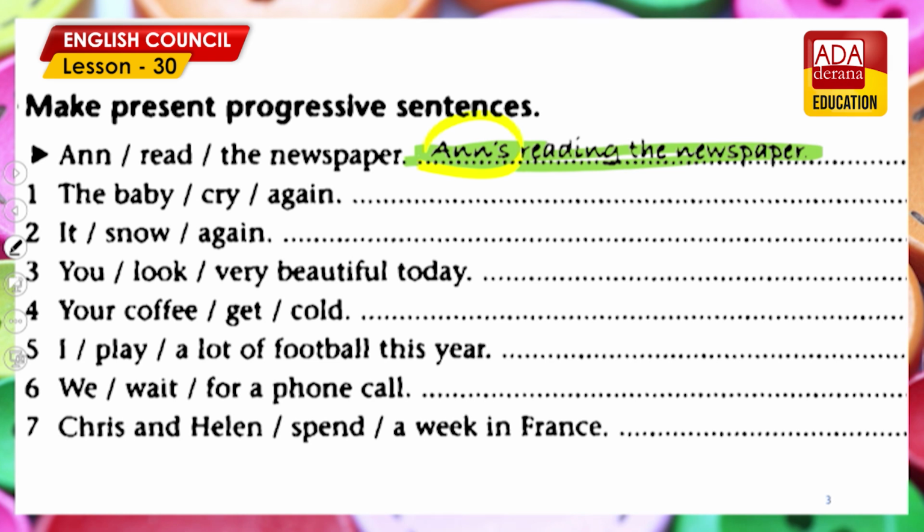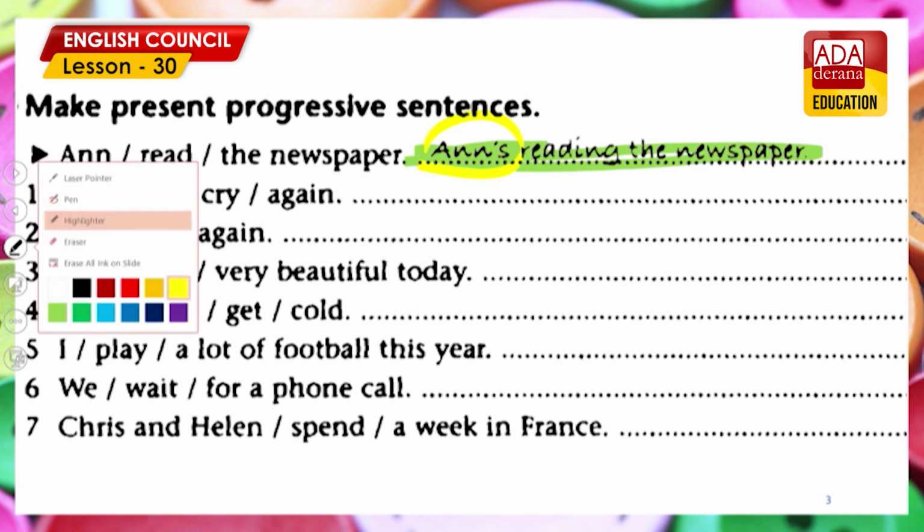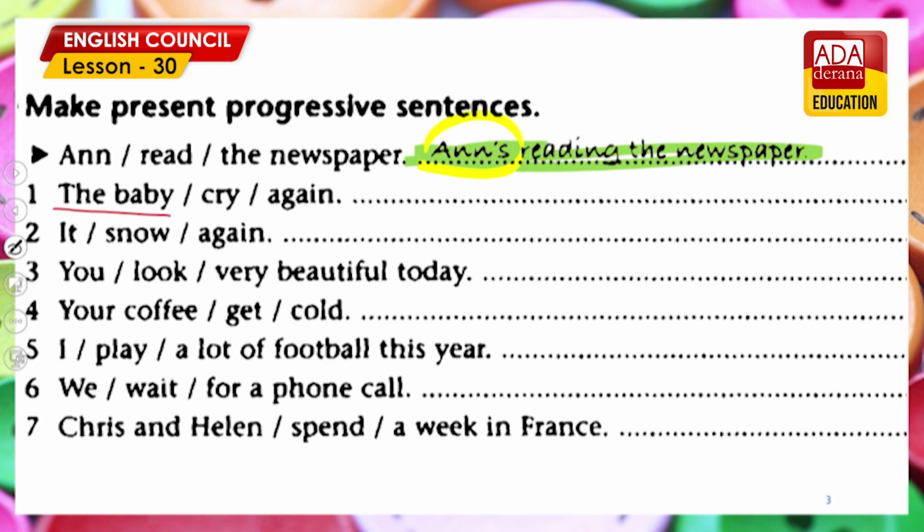Right. The baby cry again. Make the positive present progressive sentence. The baby. What is it? The baby can be it. The baby can be he. The baby can be she. Right? So the baby, is the, am the, are the. The baby, very good. The baby is crying. The baby is crying again.